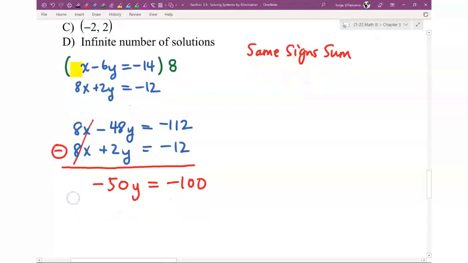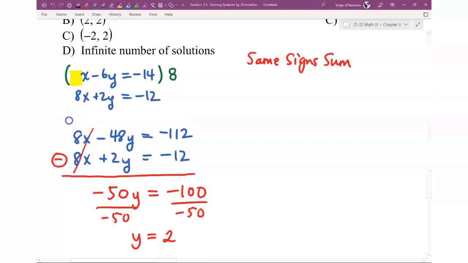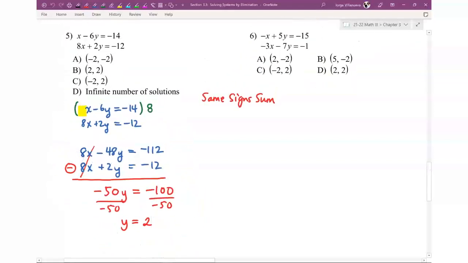So if I divide both sides by negative 50, what do I get? All right, so y equals 2. Okay, there's my y value. Y equals 2. So to solve for x, I just got to plug it into one of these equations, okay? So which one do you want to try, the top or the bottom one from up here? Which one looks easier? Top does, right? So let's get the top one.